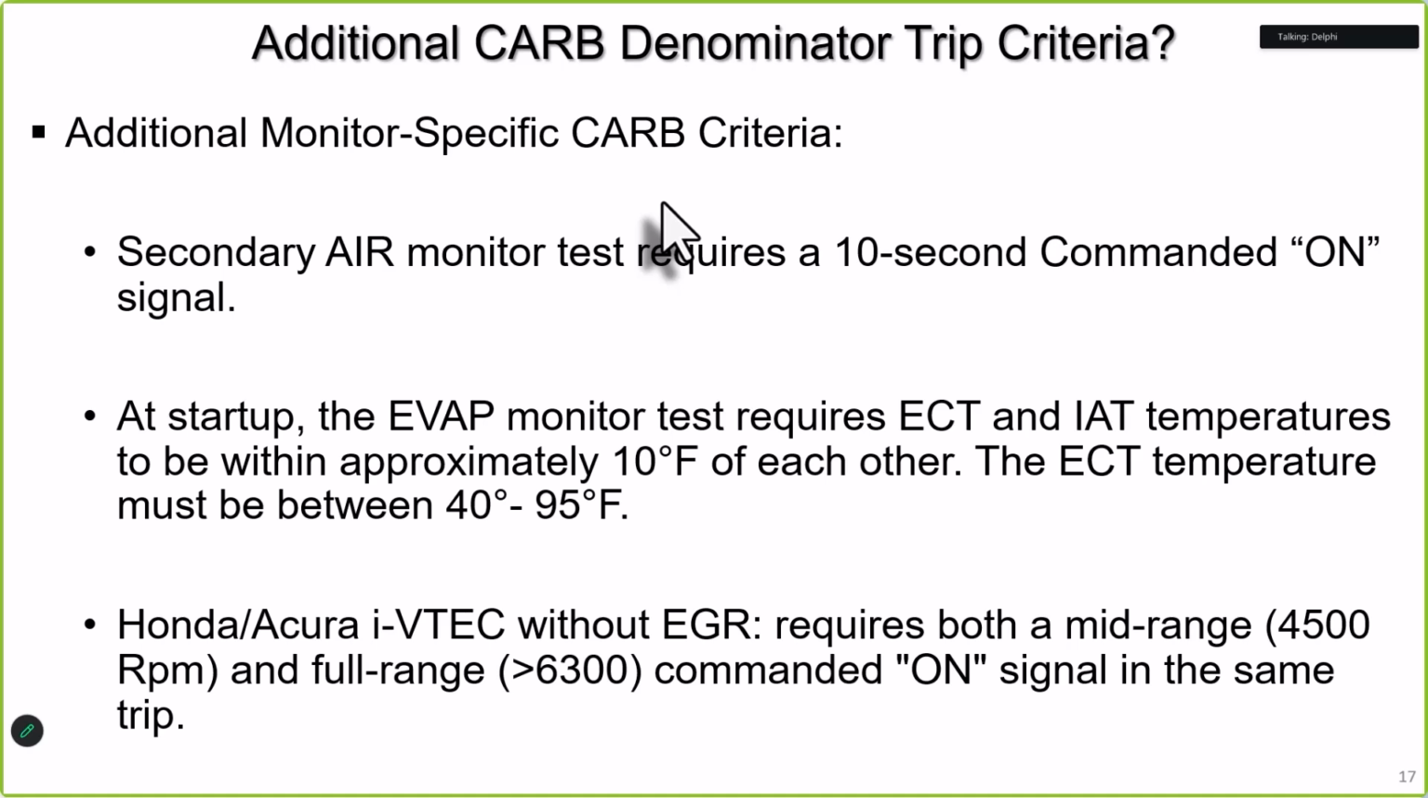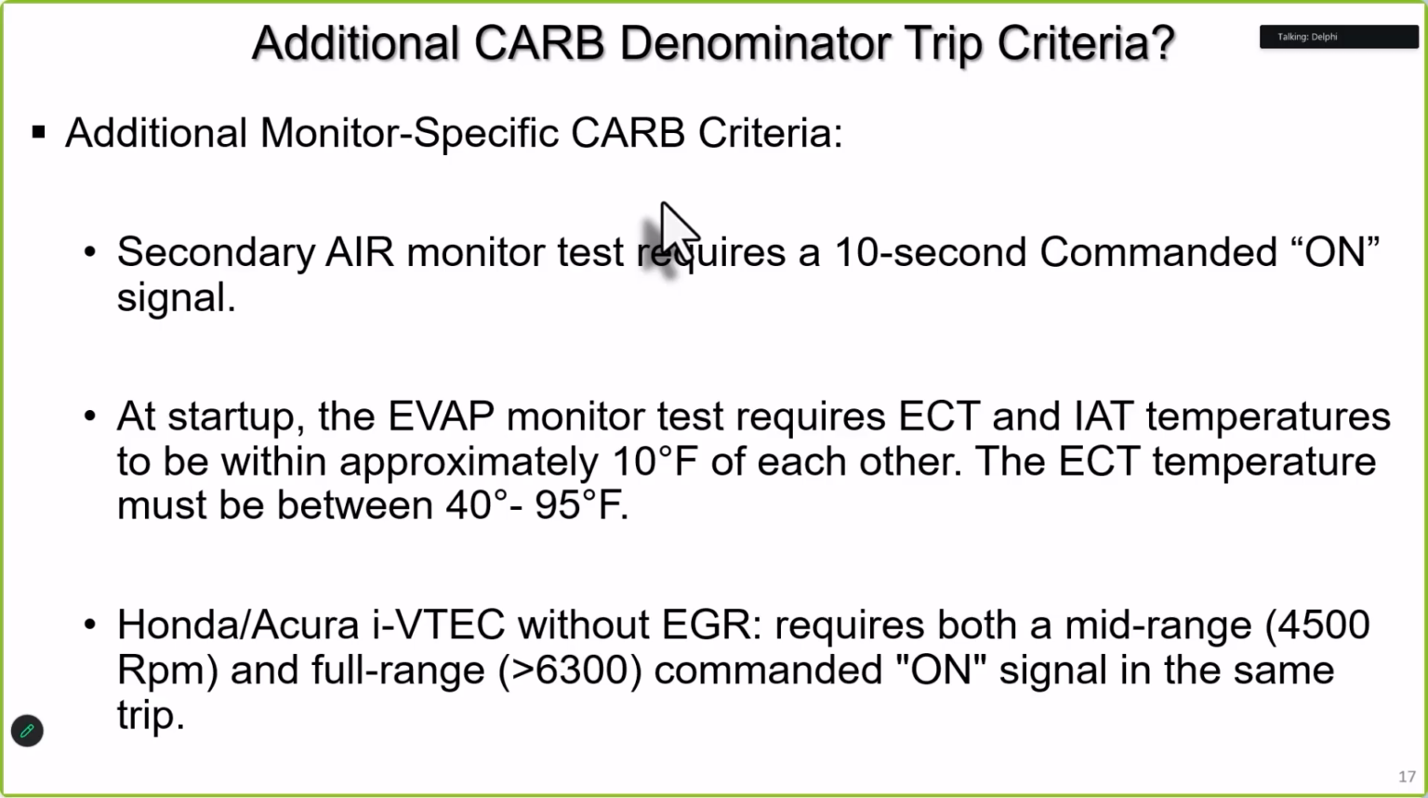The rest of the time, they're not charged with the trip. So the number on the bottom will always be lower. And then the one we've run into the last 4 years has been the Honda Acura i-VTECs without EGR. They have a dual stage VTEC system. The first one, mid-range, is somewhere around the 4,000 to 4,500 RPM range. A number of drivers will reach that.